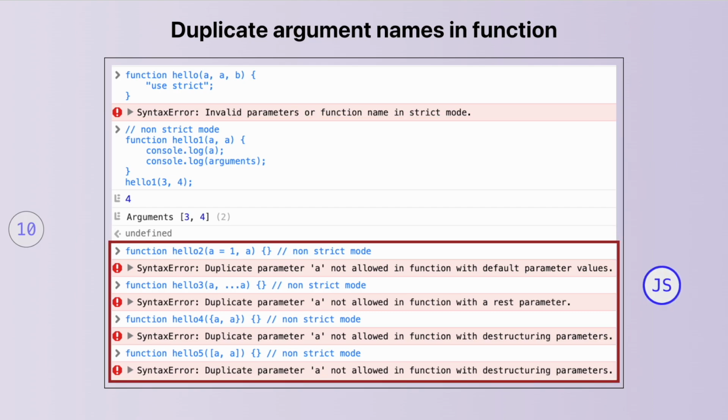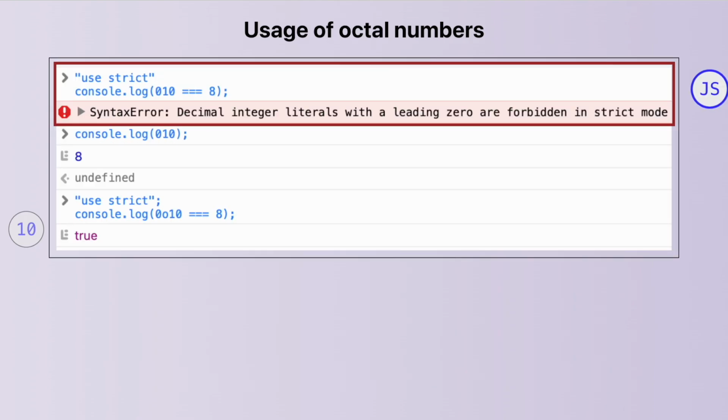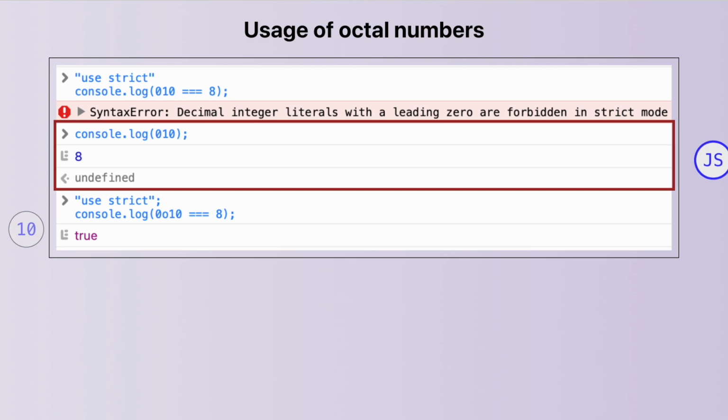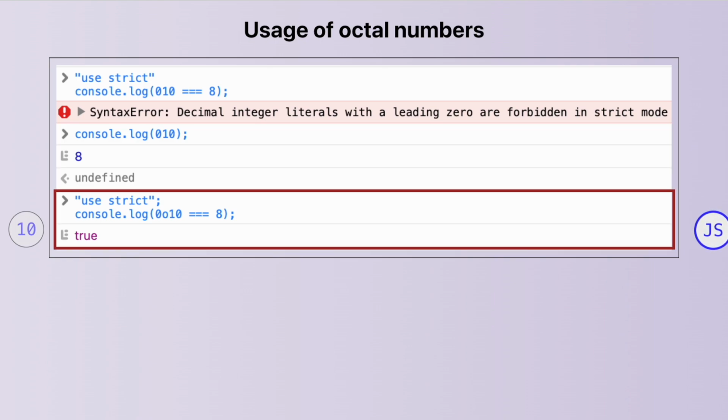Even in non-strict mode, duplicate parameter names throw the syntax error when default parameters are used as in function hello2, when rest parameters are used as in function hello3, or when destructured parameters are used as in function hello4 and hello5. Strict mode forbids prefixing numbers with 0 for octal numbers. Here, syntax error is thrown when attempting to use a number with prefix 0 for octal number, whereas it is allowed in non-strict mode. Novice developers may think prefixing with 0 has no semantic meaning. To use octal numbers in strict mode, you must prefix the numbers with 0o prefix.